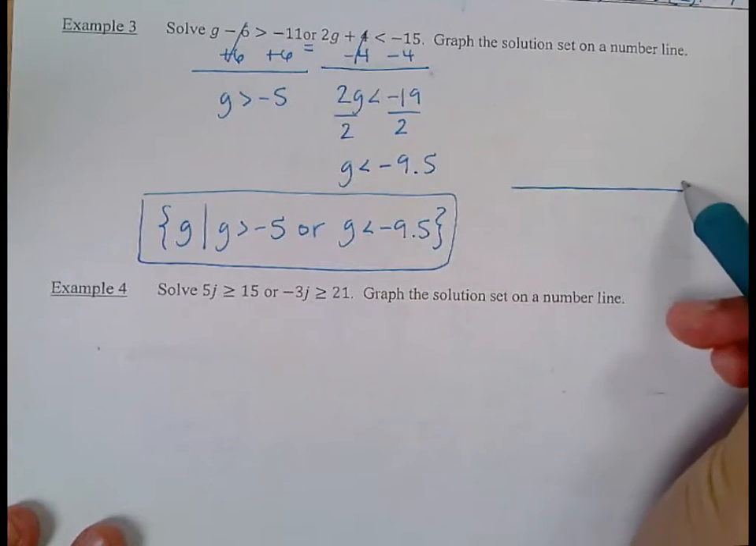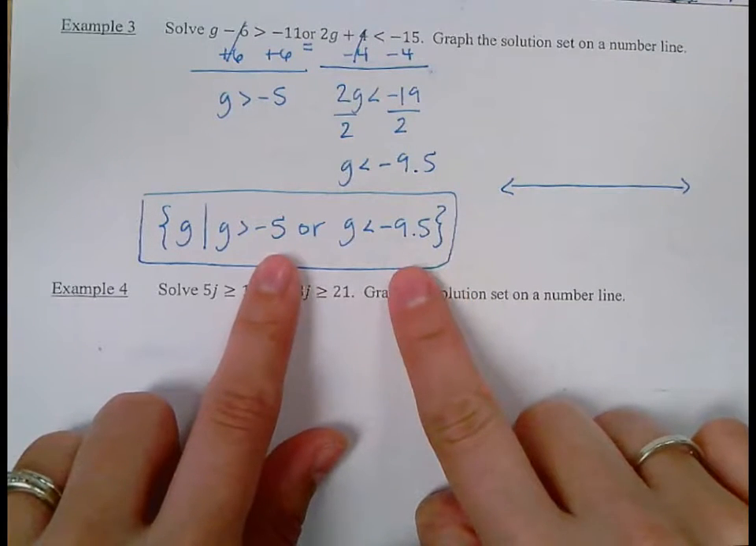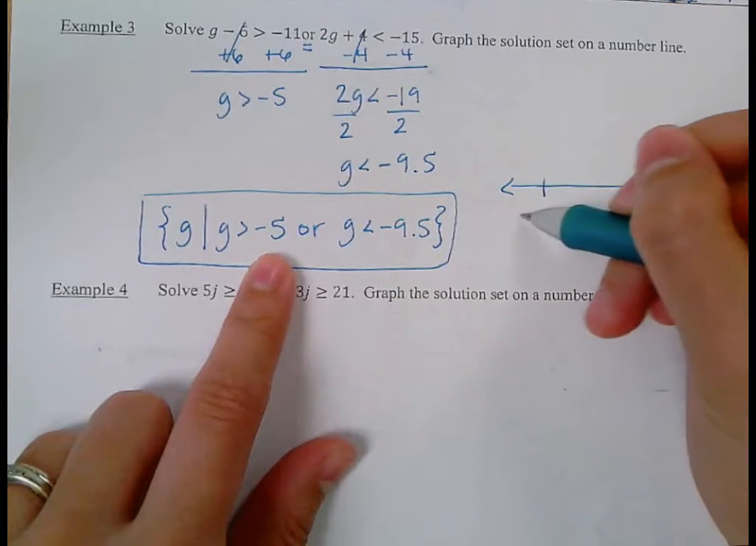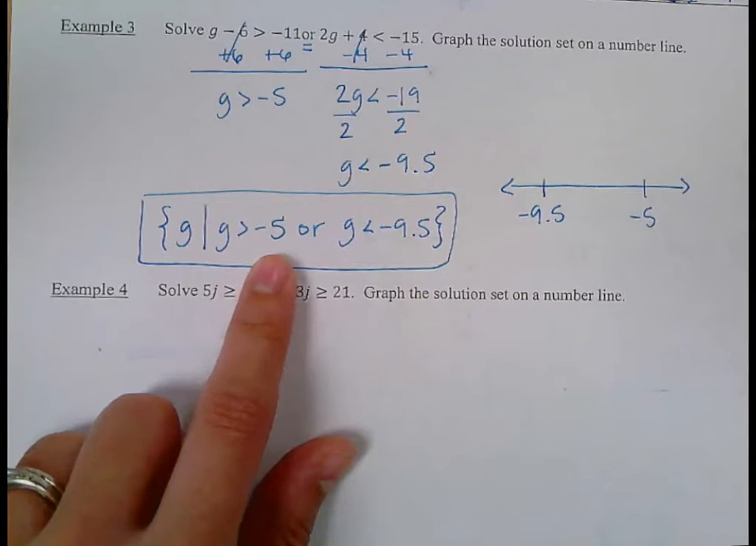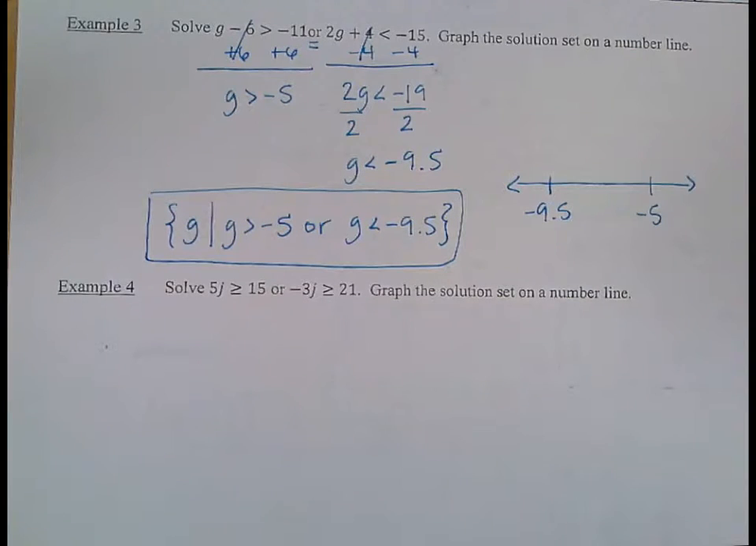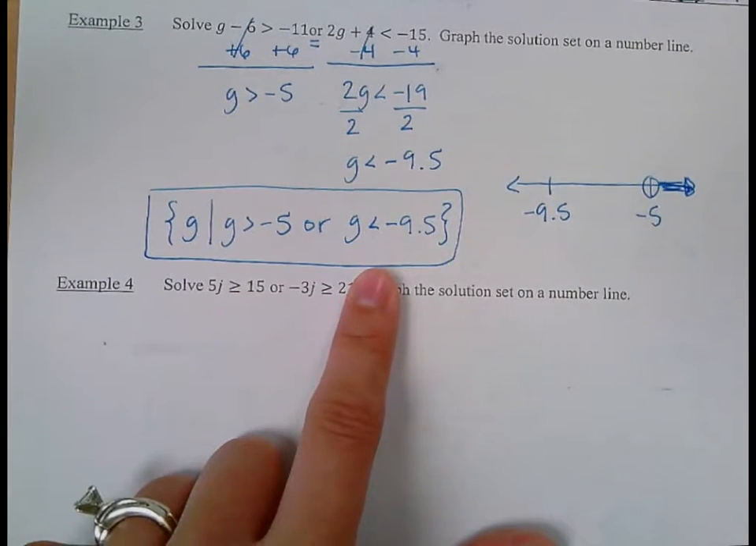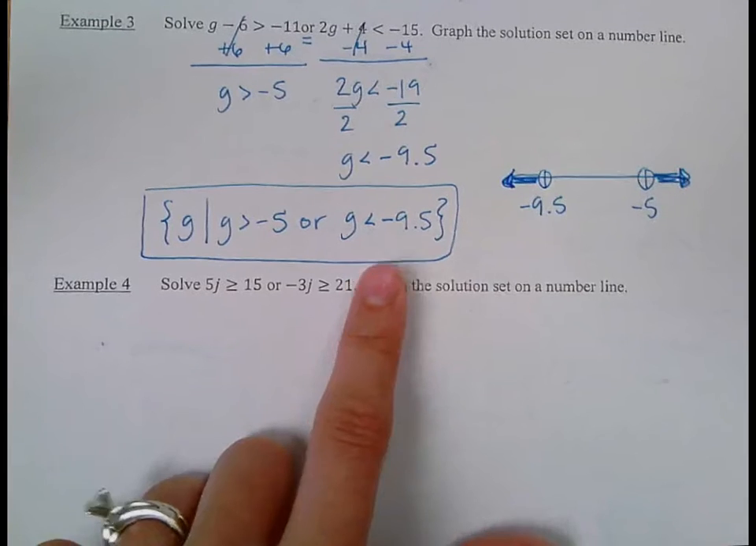So now if I'm graphing this on a number line, make sure that because of the order I wrote them in, negative 5 is actually bigger than negative 9.5. So on the number line, negative 9.5 should be first, and then negative 5. But I graph both of these inequalities together on the same number line. If I'm graphing g is greater than negative 5, I'd have an open circle on negative 5, shaded to the right. If I'm graphing g is less than negative 9.5, I'd have an open circle on negative 9.5, shaded to the left. And that would be the graph.